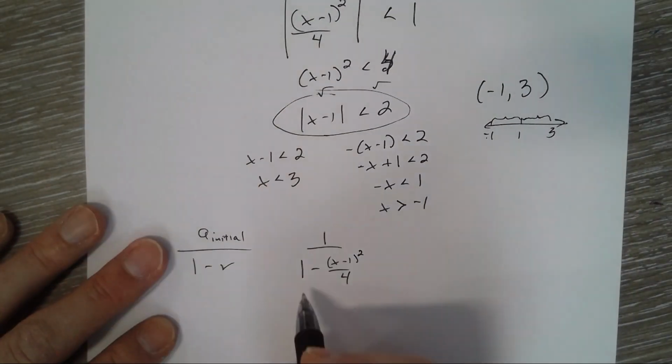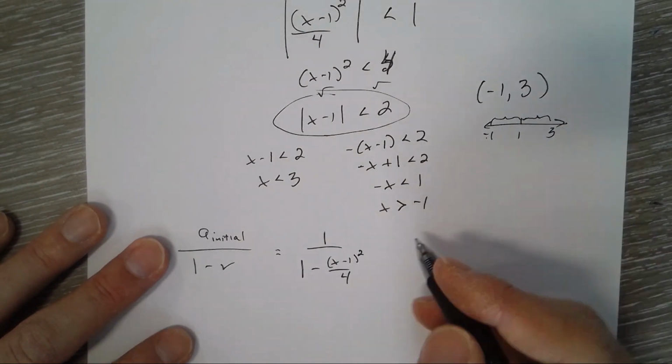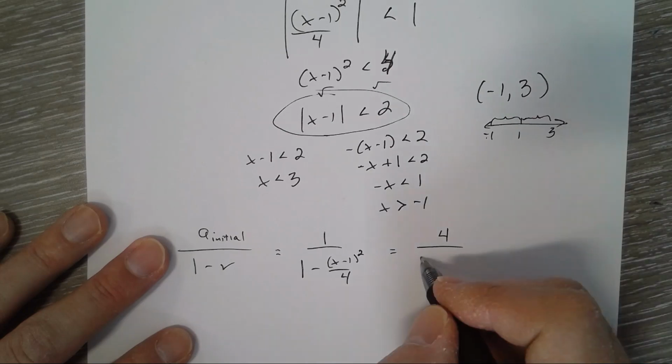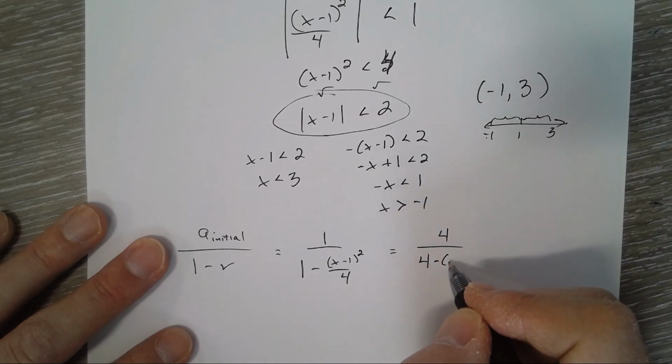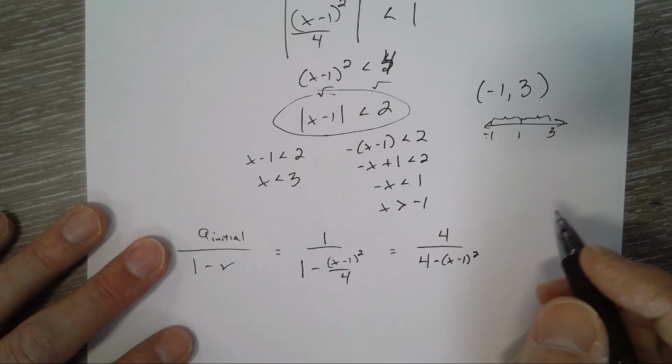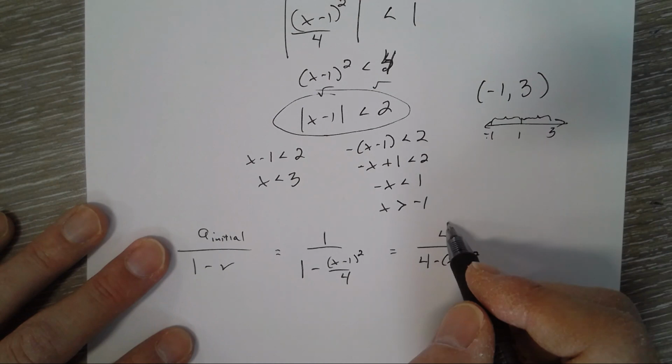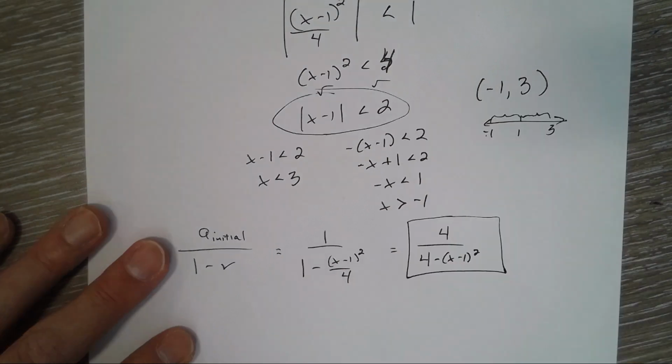So just simplifying that, I'll multiply the top and bottom by 4, so I get 4 over 4 minus x minus 1 squared. And probably a decent form for the answer. That's what I would go with.